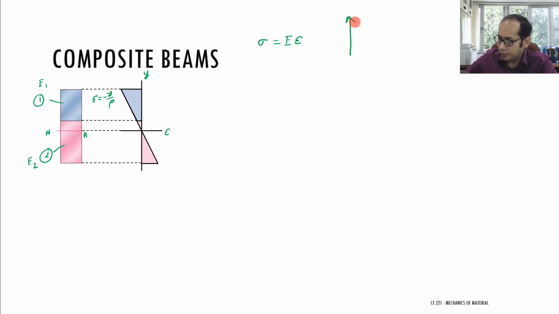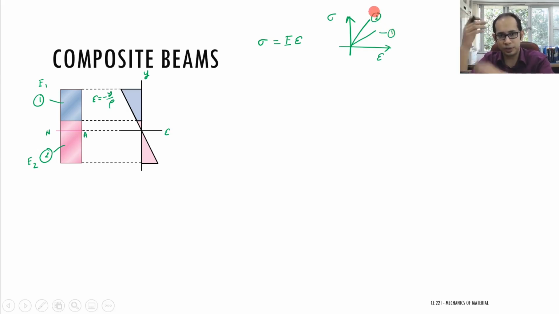So if this is my vertical axis for sigma and this is my horizontal axis for epsilon, maybe up to the proportionality limit, for material 1 it goes like this, for material 2 it goes like this. So this is for material 1 and this is for material 2. Material 2 has E2, maybe it is stiffer, so it needs more stress for the same amount of strain.